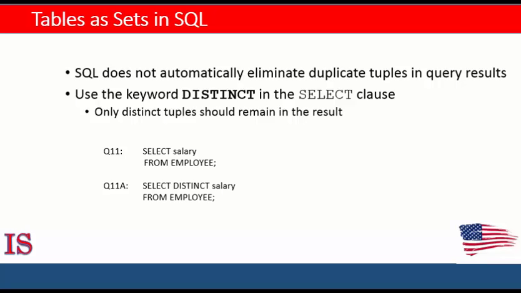Here's an example of the purpose of the distinct clause. In the first query, we're selecting the salary from the employee table. It will show us all salaries in the employee table. If multiple employees earn the same salary, it will display all of those salaries. If we only want to see the range of salaries without duplicates, we can add the distinct clause to the select statement, which will eliminate the duplicates and only show us a range of salaries for our employees.